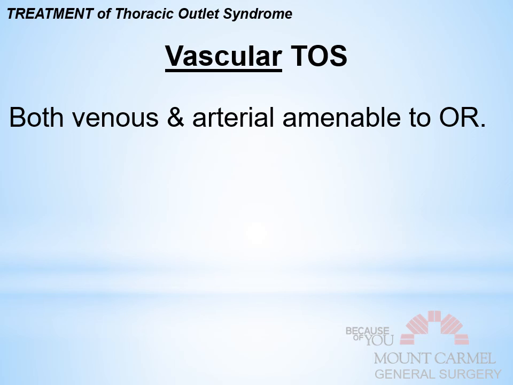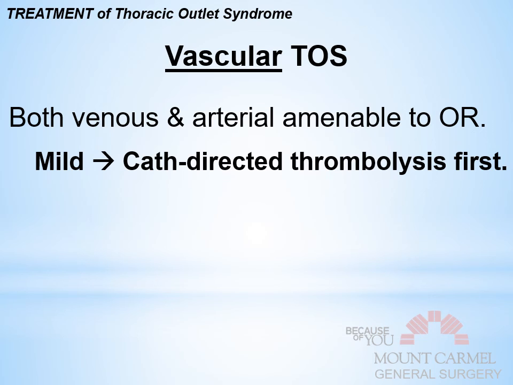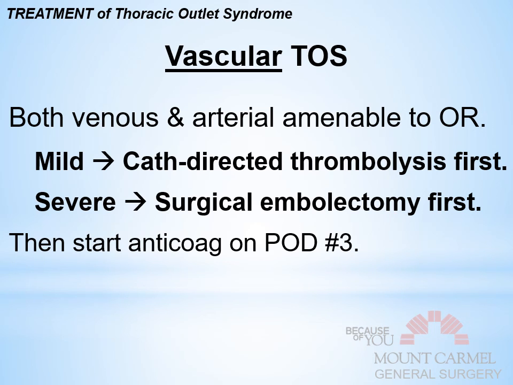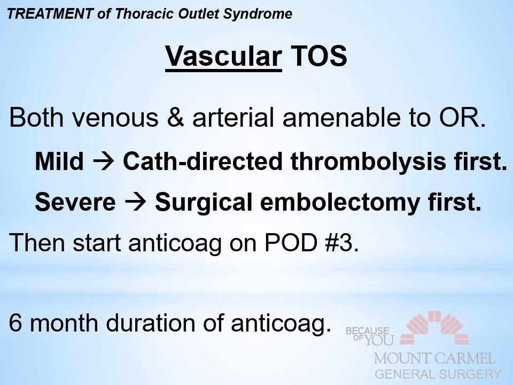As far as the vascular things, the vascular flow studies are pretty straightforward. If you obviously lose flow in certain areas, in certain positions and whatnot. So I wanted to talk more here about just if there's thrombosis. Both venous and arterial thrombosis are amenable to operative intervention, but generally you do catheter-directed thrombolysis first, okay? If it's severe, however, just go for the embolectomy. And then you start anticoagulation on postoperative day 3, and you do it for a 6-month duration of anticoagulation.